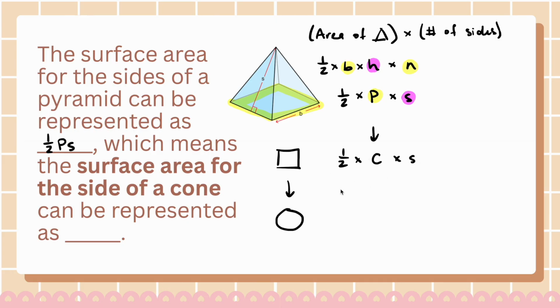Well, let's simplify this. 1/2 is again going to remain the same. We know the circumference of a circle formula is 2 times pi times r. So this was the same thing as this. And then we're still going to be multiplying it by the slant height. So if I want to condense this down, 1/2 times 2 is going to cancel each other out. So I'm left with just 1 here. And all I'm left with is pi times r times s. And that's going to be the formula for surface area of the side of a cone. So we can just write that as pi times r times s.